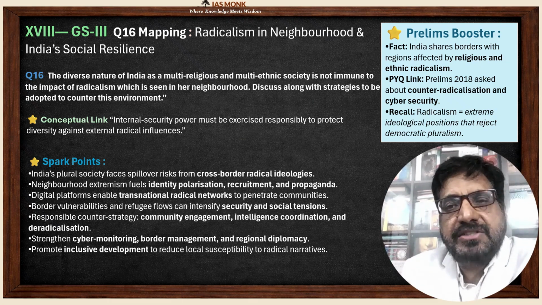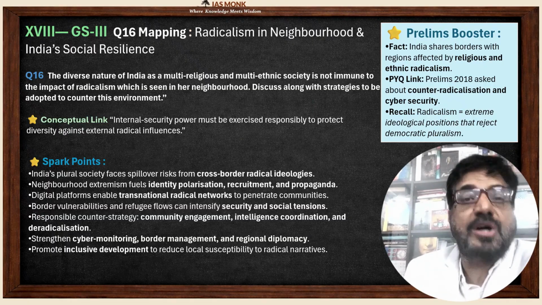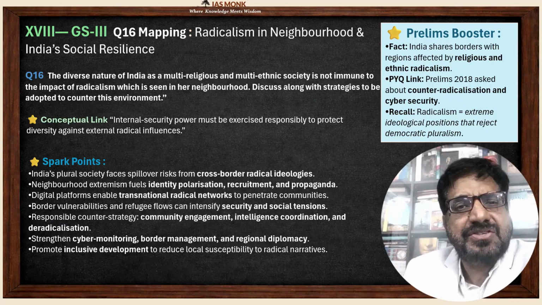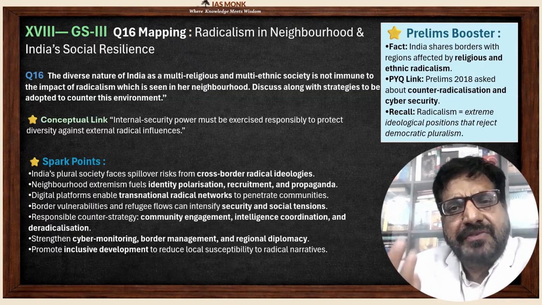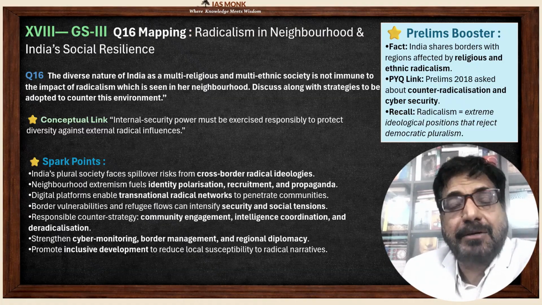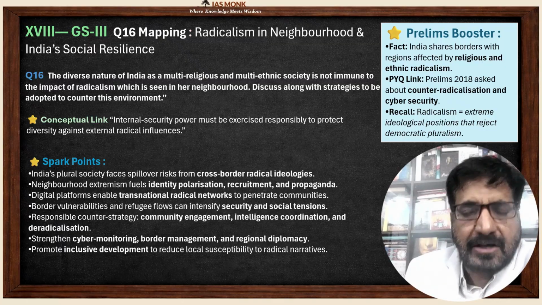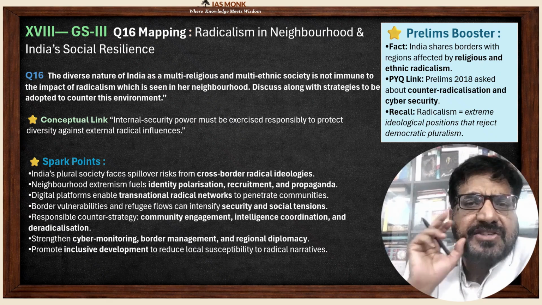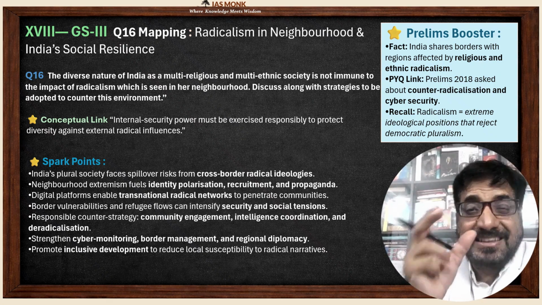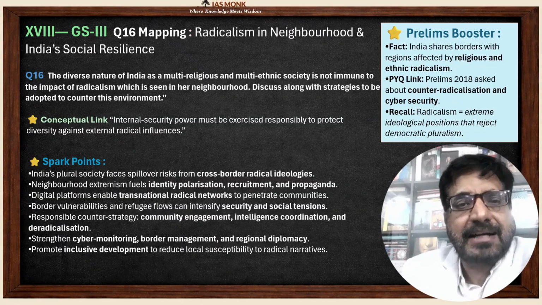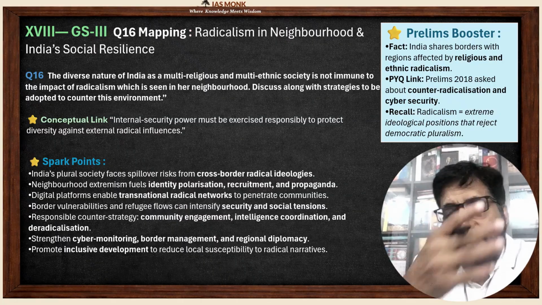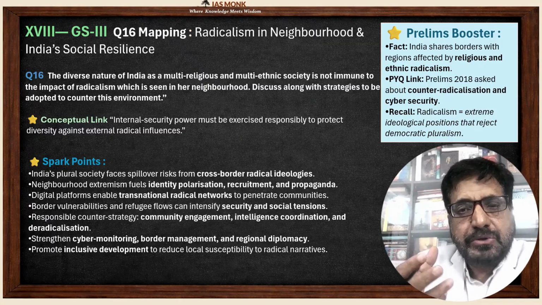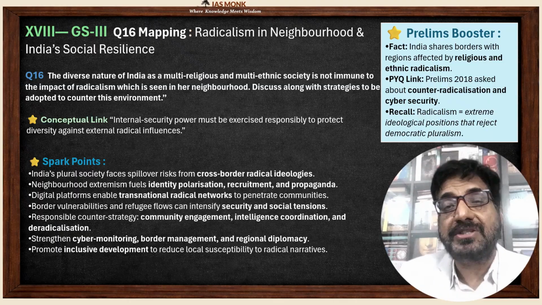Extremist ideologies in the region can spill over through porous borders, digital propaganda and transnational networks. These influences can exploit local grievances, identity fault lines and socio-economic vulnerabilities. Responsible internal security governance requires a blend of hard and soft measures. Intelligence coordination, cyber monitoring, and strengthened border management help detect and prevent cross-border radical flows. At the social level, community policing, interfaith dialogue, and inclusive development reduce susceptibility to extremist narratives.